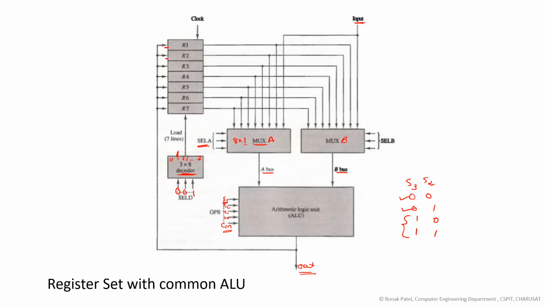Whatever value you pass here will be loaded into R1. In the other lines, 2 3 4 up to 7 and 0, you will get 0. The other registers will not be enabled, so they will not store that data. Only R1 is enabled, so R1 will store the data. This is how data transfer takes place in your CPU, over the common bus between the registers and your ALU.